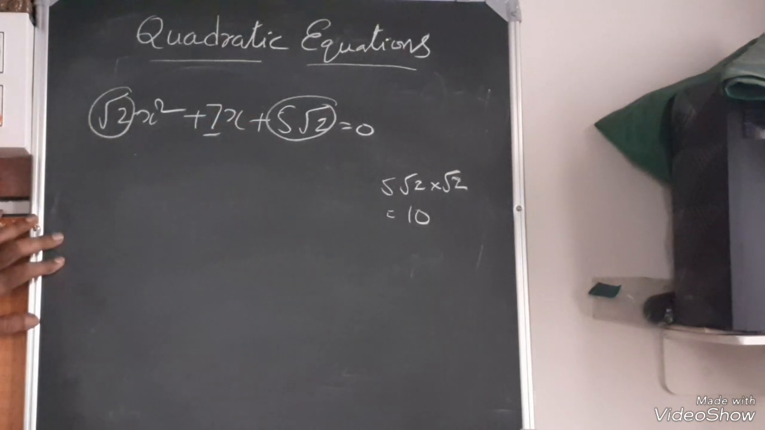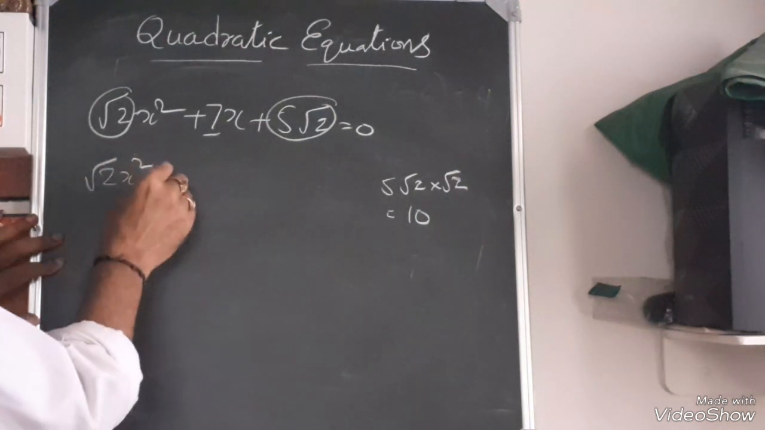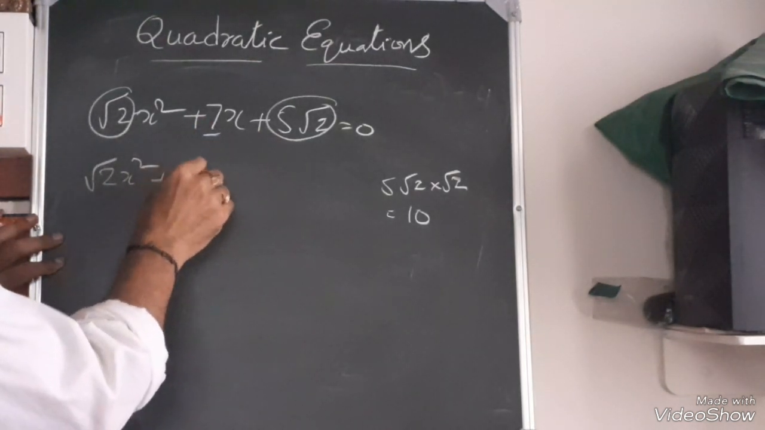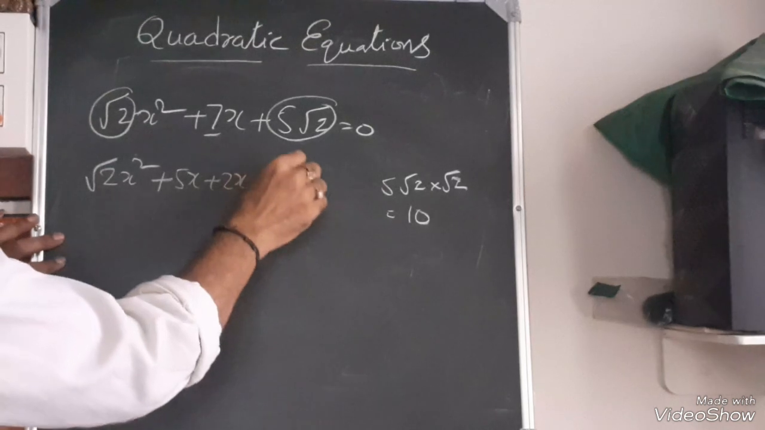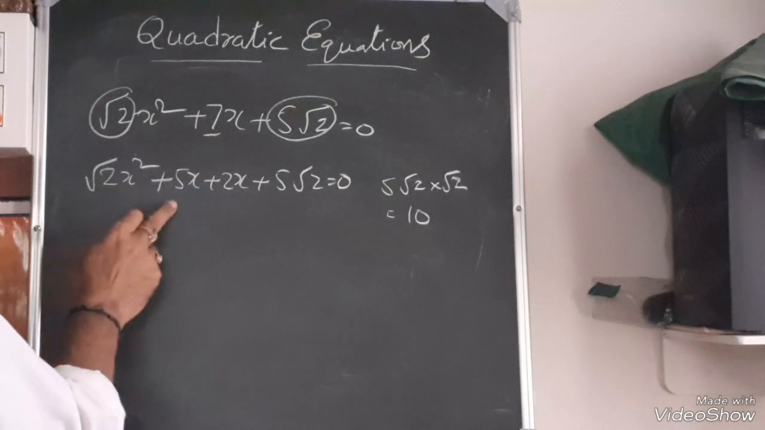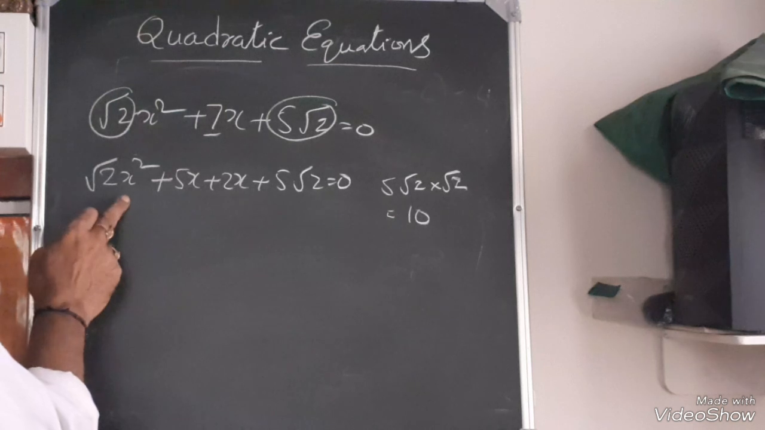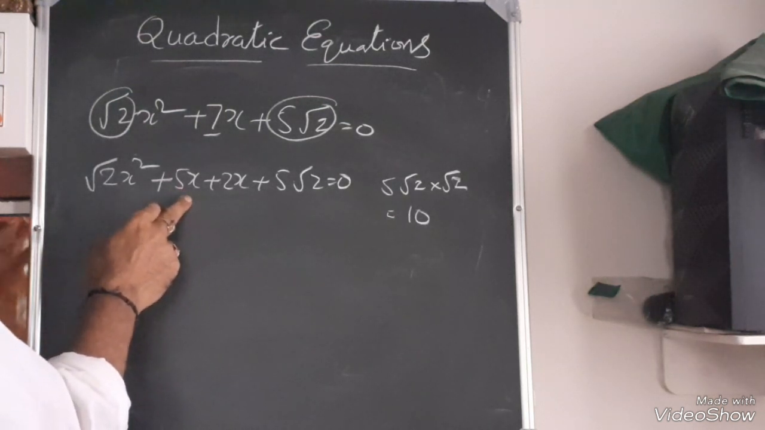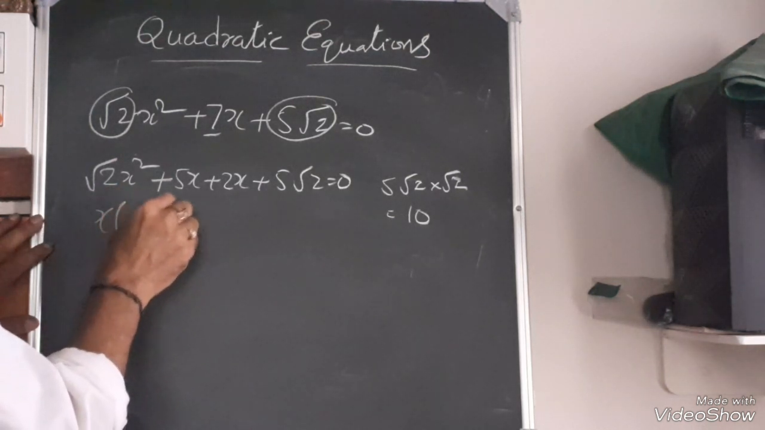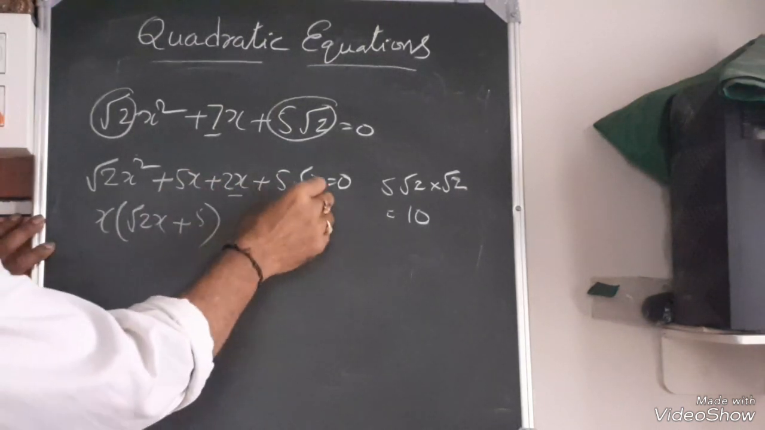We can take 5 into 2, is it? So then we can have root 2 x square, plus 5x plus 2x plus 5 root 2 equal to 0. Now in these two, what is the common we can take? Here root 2 x square, here 5x, so only x we can take as common. Then root 2x plus 5, and here 2x plus 5 root 2.